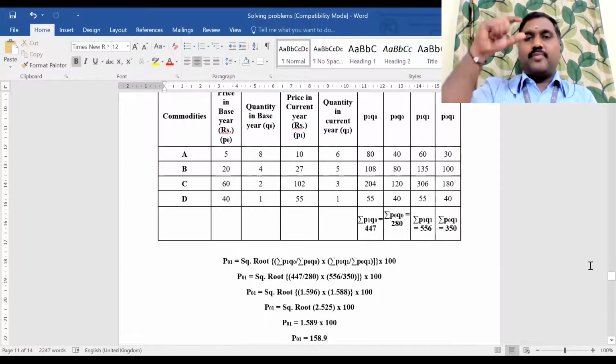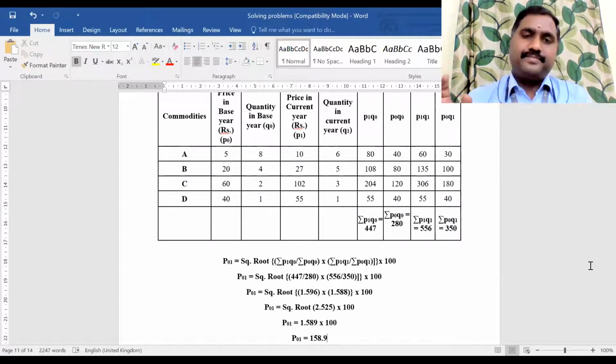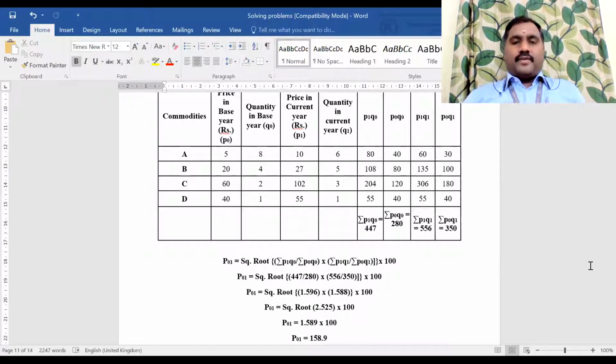See, you already copied the problem, right? After the problem, you write the formula. After that, this is the solution table. In the solution table, you need to calculate the four combination values P1 Q0, P0 Q0, P1 Q1, P0 Q1. Find out the total value of all the combinations, substitute in the respective formula and get the value. Is it clear now? Any doubts in the Fisher method? Okay. Once you have copied, tell me. I'll move on to the next method.